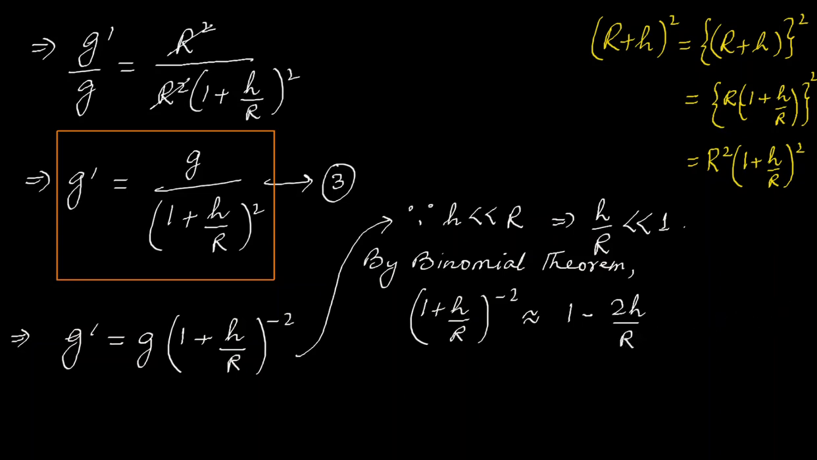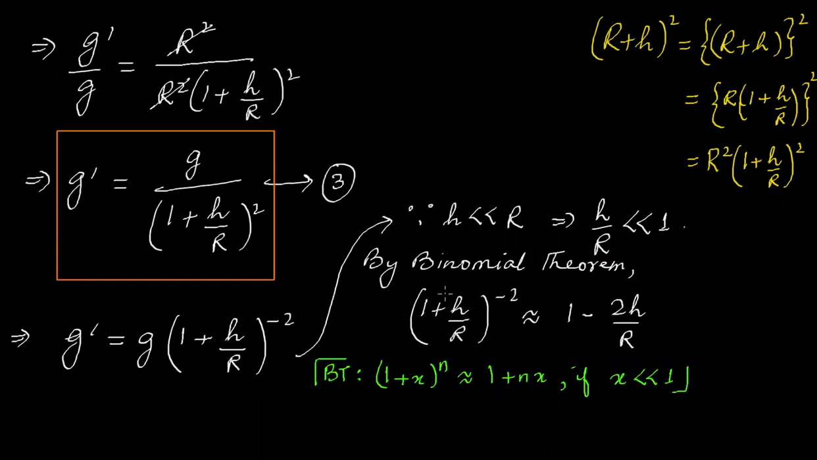You remember or not? Where do I write the binomial theorem? Let me use a green color. What does the binomial theorem say? It says (1 plus x) to the power n is nearly equal to 1 plus nx. This n will go and multiply here. This happens only if x is very, very small compared to 1. So that is the binomial theorem.